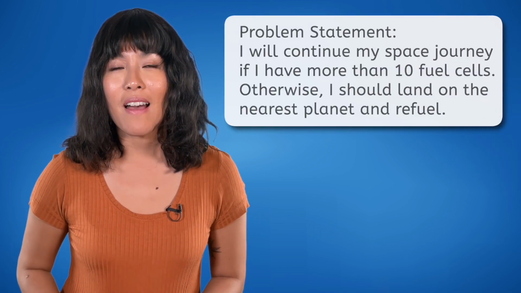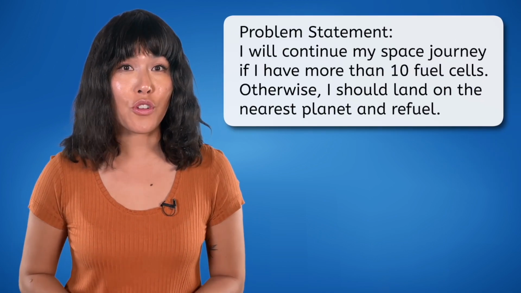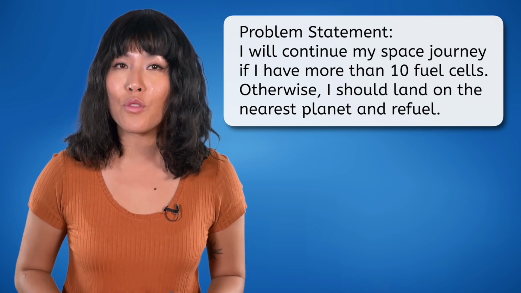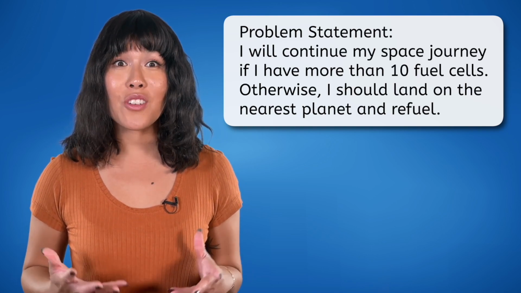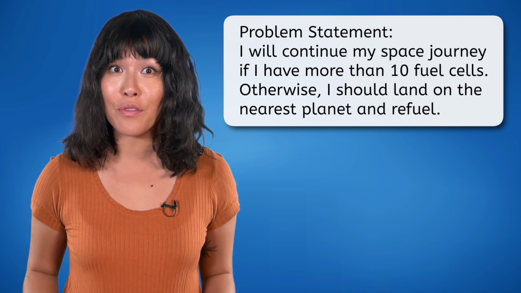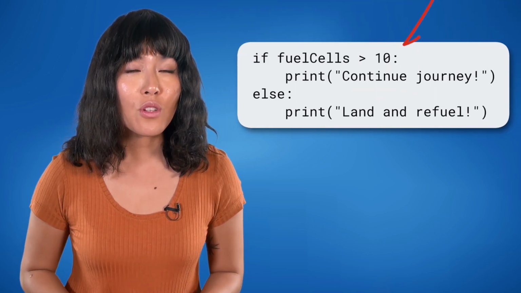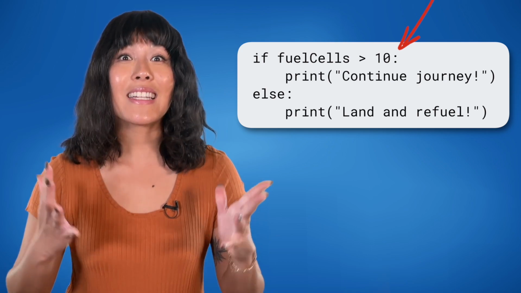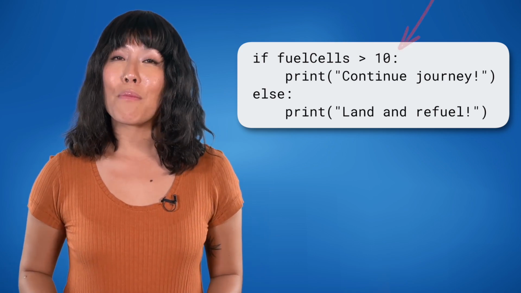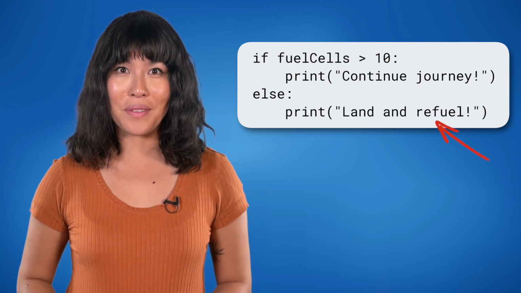For example, I may want to continue my space journey if I have more than 10 fuel cells. Otherwise, I should land on the nearest planet and refuel. So I would write, if fuel cells are greater than 10, print continue journey. Else, print land and refuel.